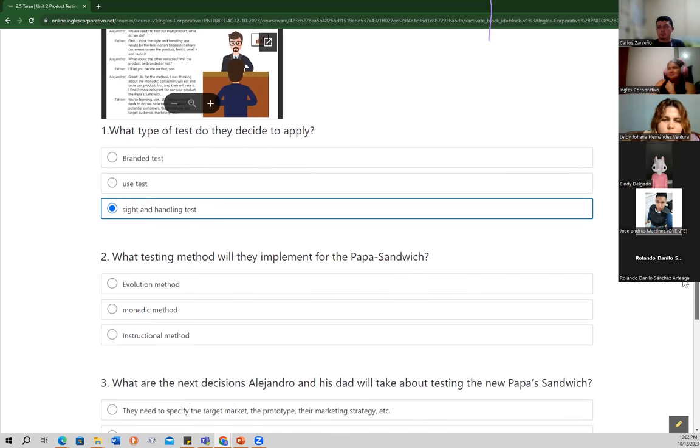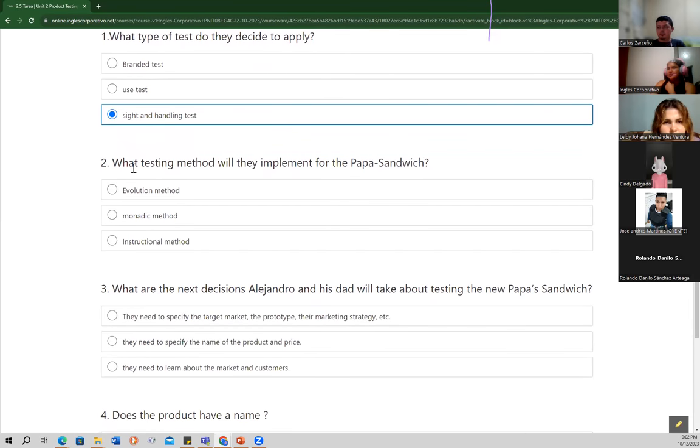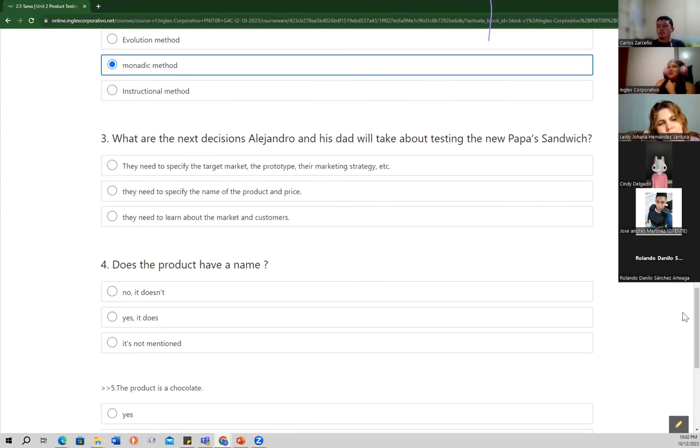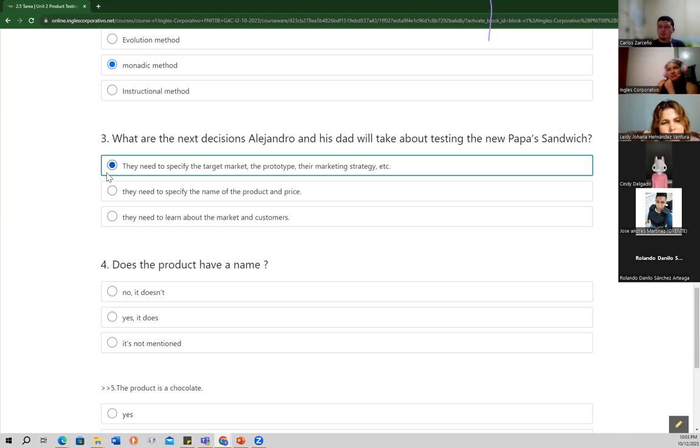You can dedicate 5 minutes to do that or 10 minutes. Okay, what testing method will they implement for the papa sandwich? What is that test? Monadic method. Yes. What are the next decisions Alejandro and his dad will take about testing the new papa sandwich? They need to specifically target the market, the prototype, the marketing strategy. Okay. Excellent. Good. Thank you so much.